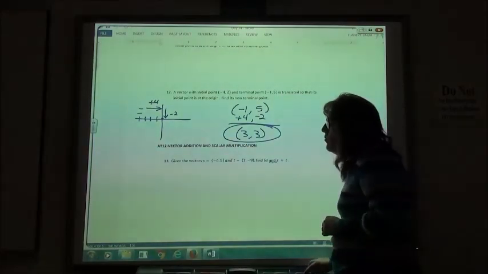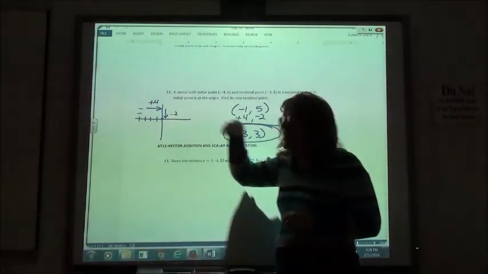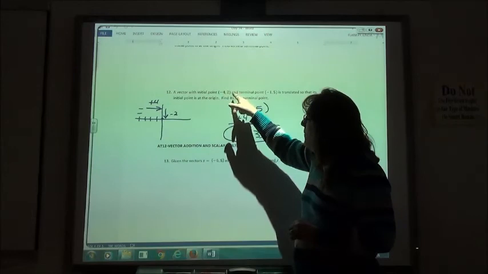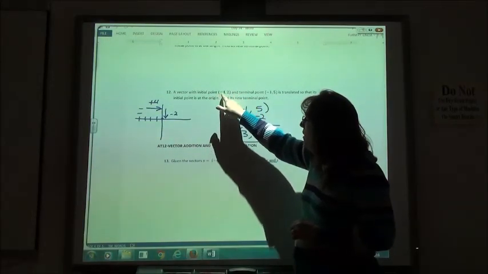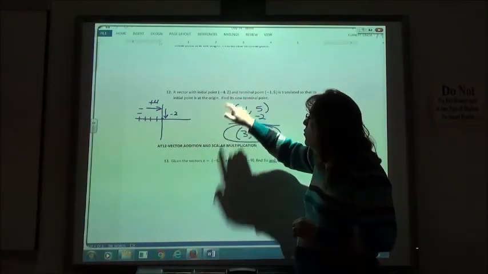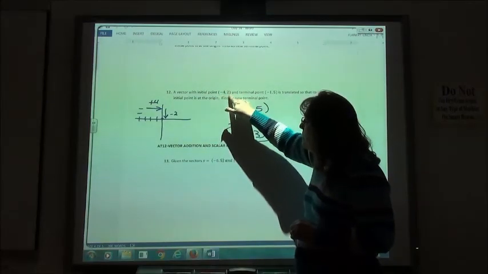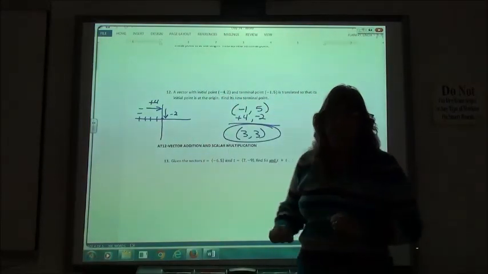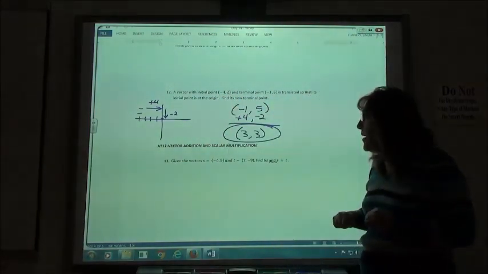So really, without drawing the graph, which you can do, you're just going to do the opposite of these. My initial point is at negative 4, positive 2. I'm going to add 4 and subtract 2 from my terminal point, and I can find the location of my new terminal point.